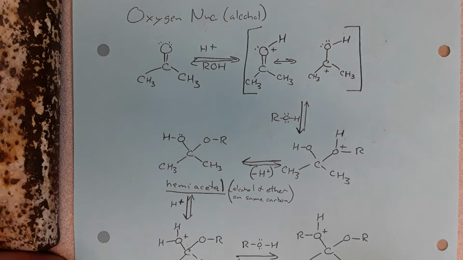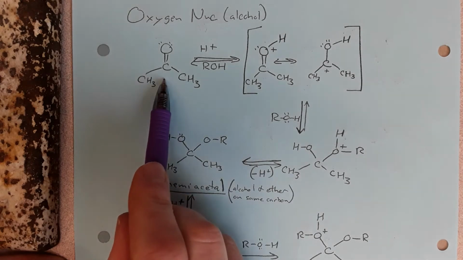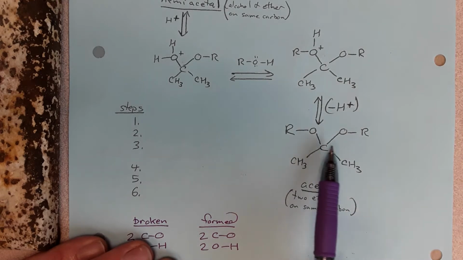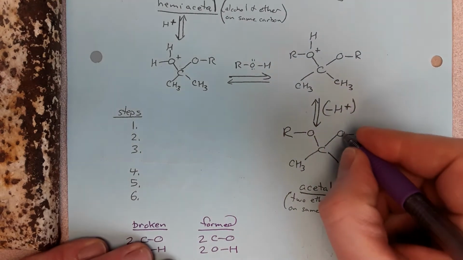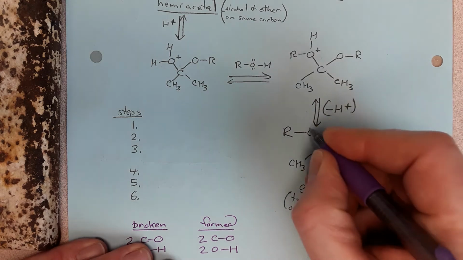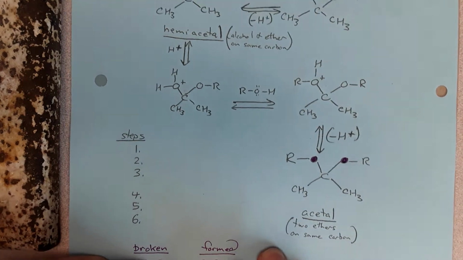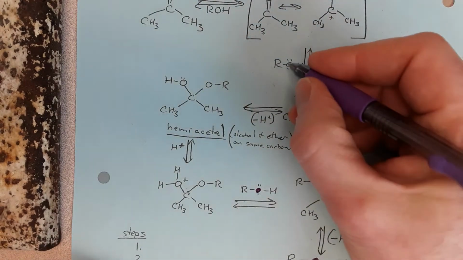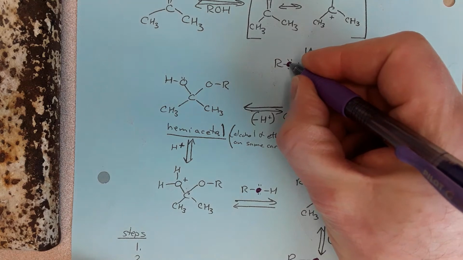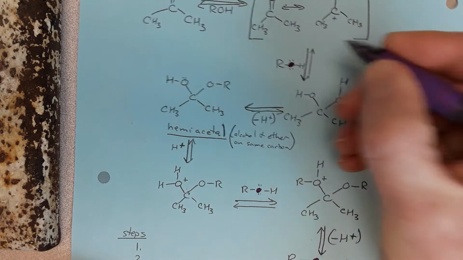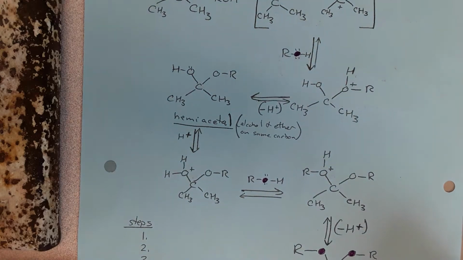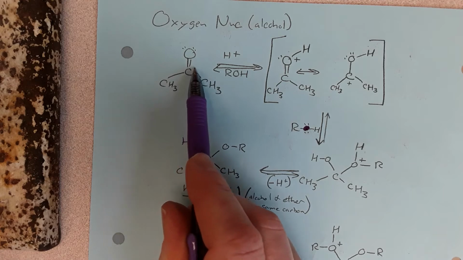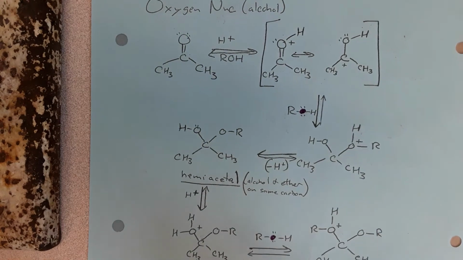In our third mechanism here, we are turning a ketone into a final product, which is an acetal. And both of these oxygens in this acetal are coming from the oxygens on the alcohol molecules that are adding. So we're adding an alcohol molecule twice and then getting rid of the original oxygen here as water leaving.